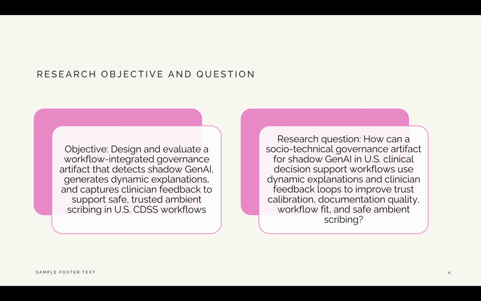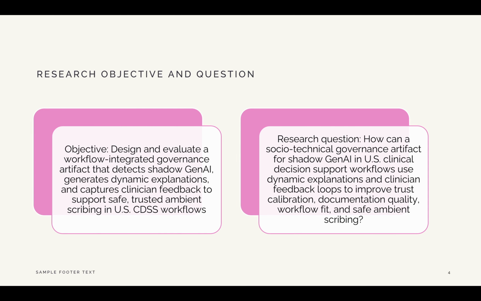Moving on to the next slide here, which is the research objective and question. So my objective is to design and evaluate a governance artifact that can detect shadow gen AI use, generate dynamic explanations, and also capture clinicians' feedback within the documentation workflow. So my research question here is how can a socio-technical governance artifact for shadow gen AI in clinical decision support workflow use dynamic explanations and clinicians' feedback loops to improve trust calibration, documentation quality, workflow fit, and safe ambient scribing.